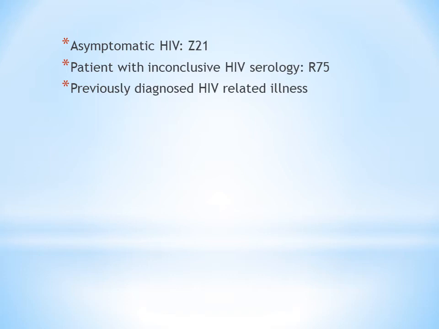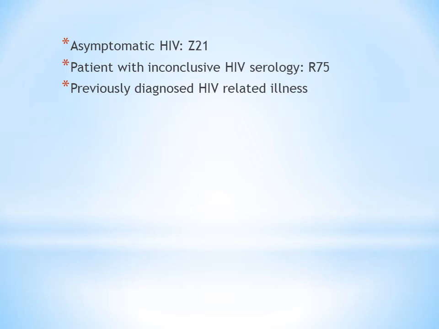Then the next one is a patient with inconclusive HIV serology. Inconclusive HIV serology means we do not have positive or negative findings in the lab results; that is, the laboratory finding is inconclusive or non-specific. In such a case, we can give the code R75, inconclusive HIV serology.